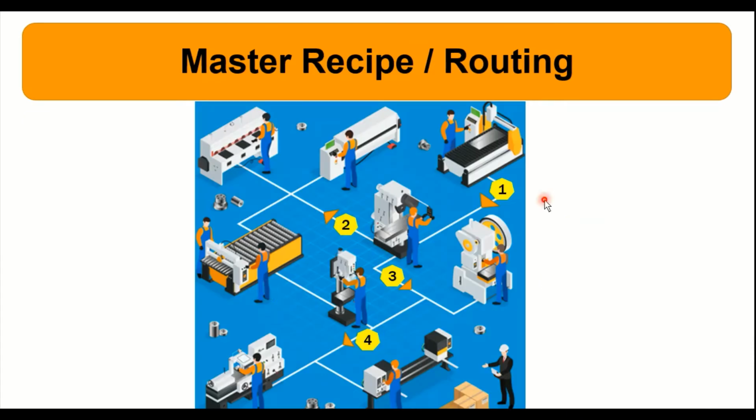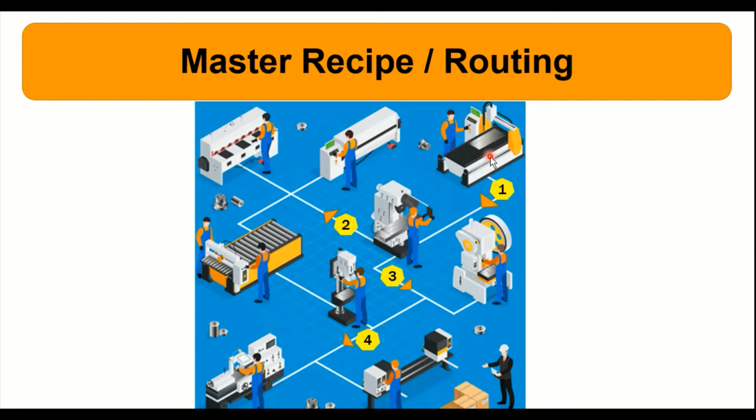Next, the routing. The routing basically describes what activity has to take place in order to manufacture the product and in what particular sequence. Let's say in this image we can see there are several operations, I mean several machines with several operators, and now we have defined the sequence of operations here.